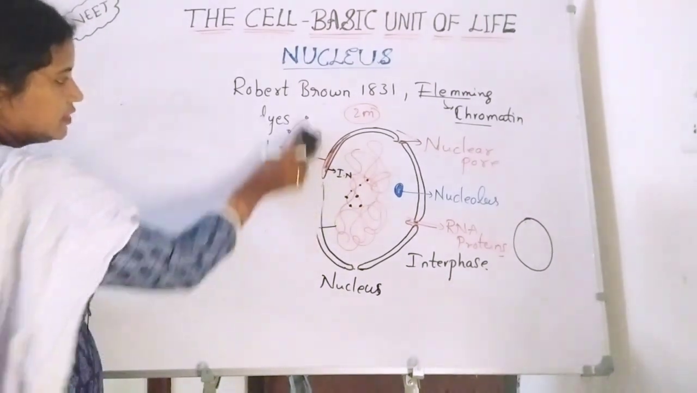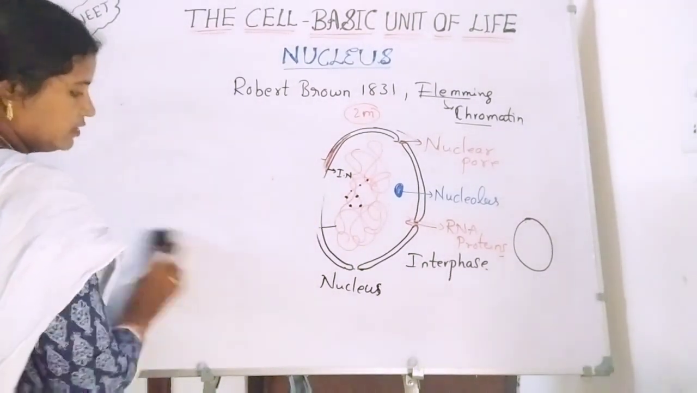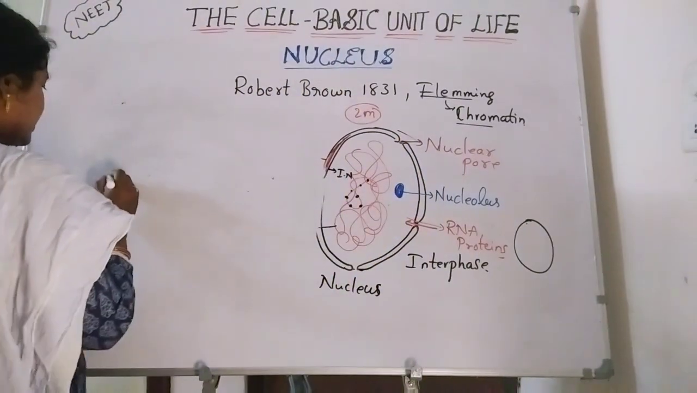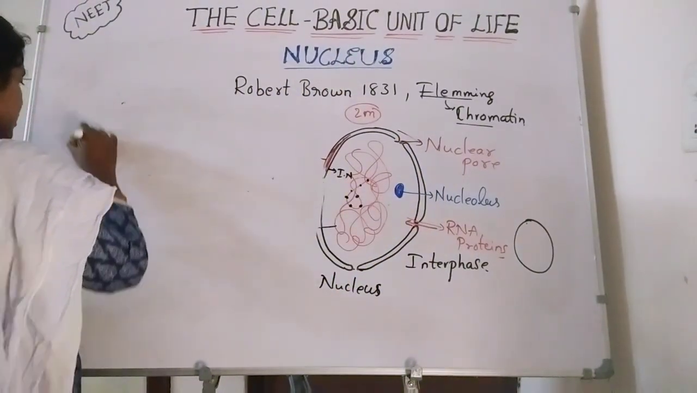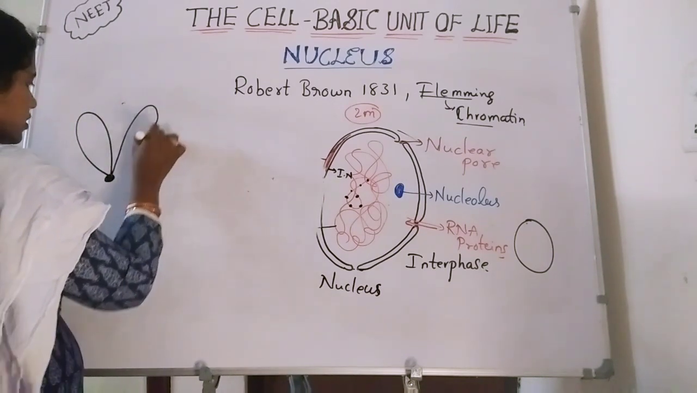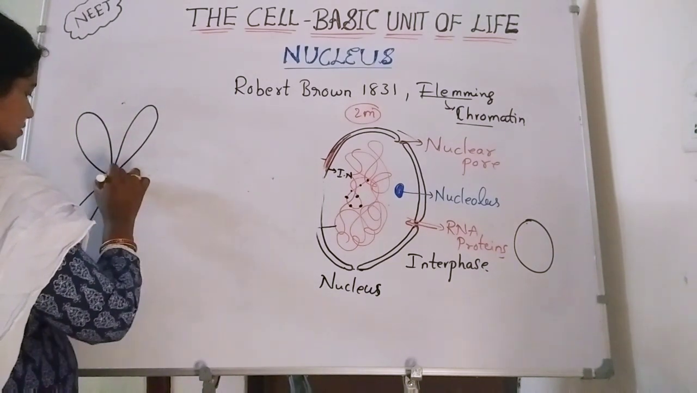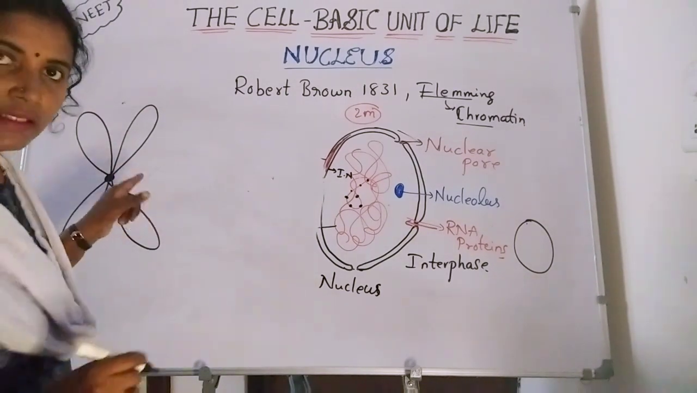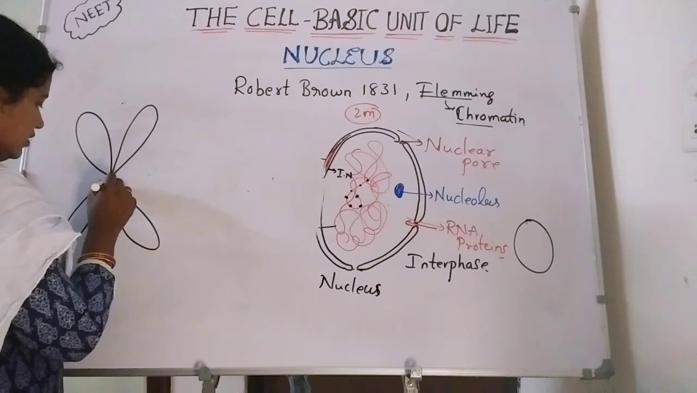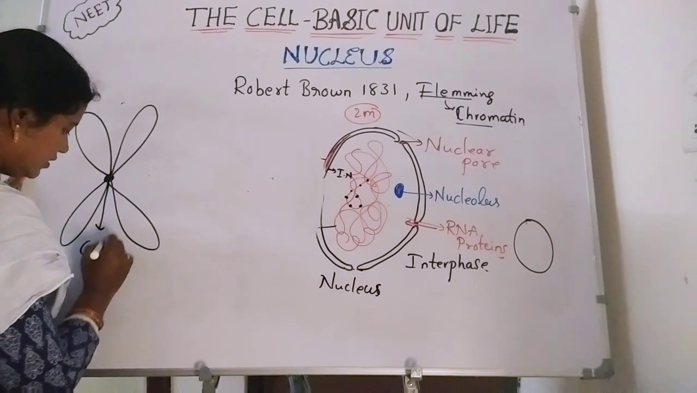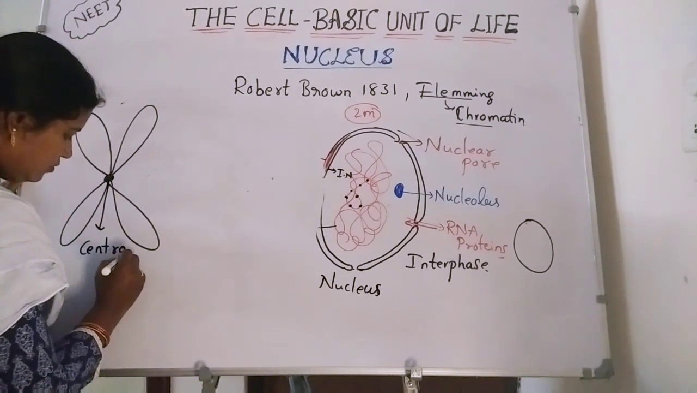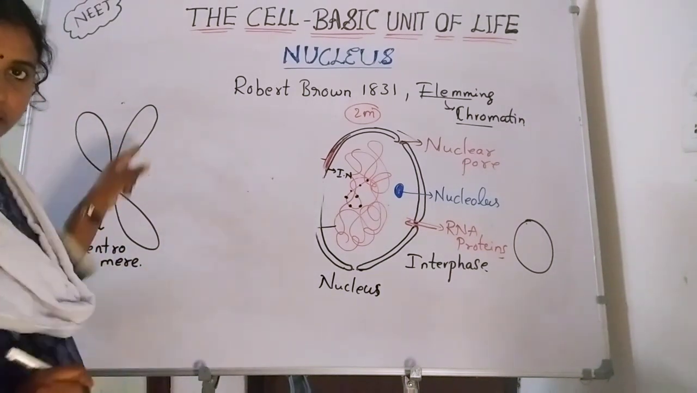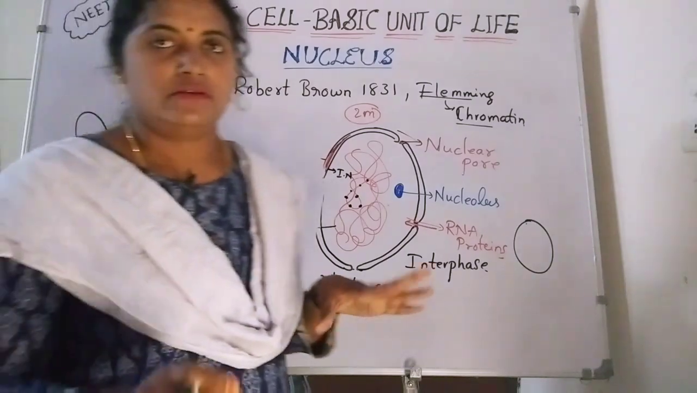So see how the chromosome structures look. The chromosome structure mainly contains tubular structures like chromatids. These are known as chromatids. The middle center part is known as the centromere. These are known as arms. So chromatids are known as arms.